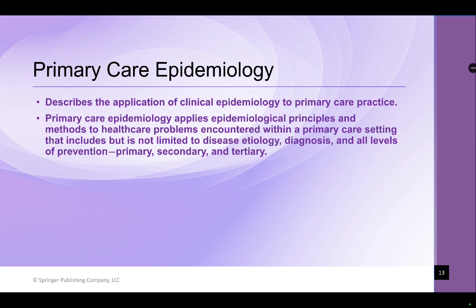Primary care epidemiology describes the application of clinical epidemiology into primary care practice. This clinical information can then be used to help inform population-level epidemiology as well. So primary care epidemiology applies epidemiologic principles and methods to healthcare problems encountered within a primary care setting that includes, but is not limited to, disease etiology, diagnosis, and all levels of prevention, including primary, secondary, and tertiary prevention.